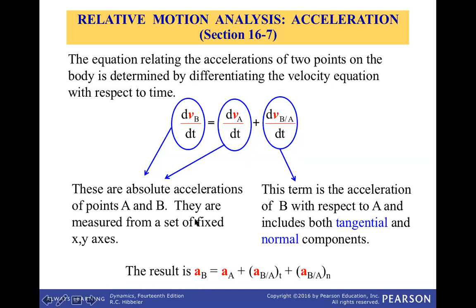So this is the result, okay? Then A sub B is going to be equal to A sub A plus the tangential component of this guy and then the normal component of that guy. Okay, so 3 terms here. This is the absolute acceleration of point A. This is due to the rotational motion, and this is relative to point A.